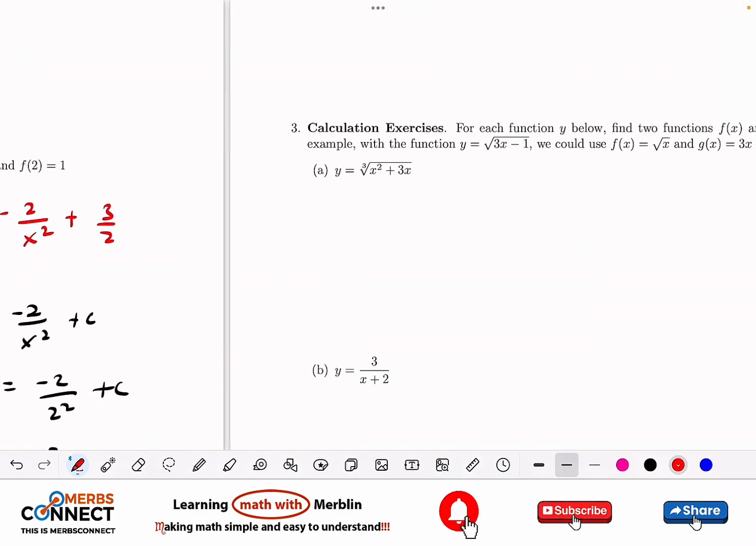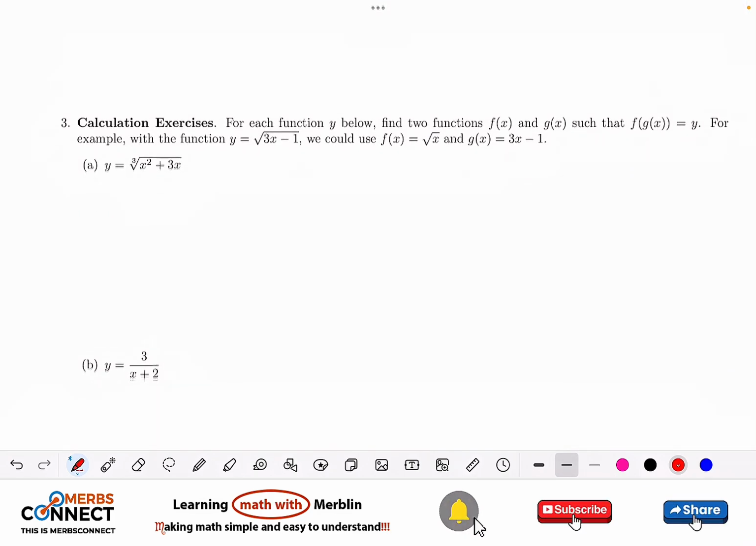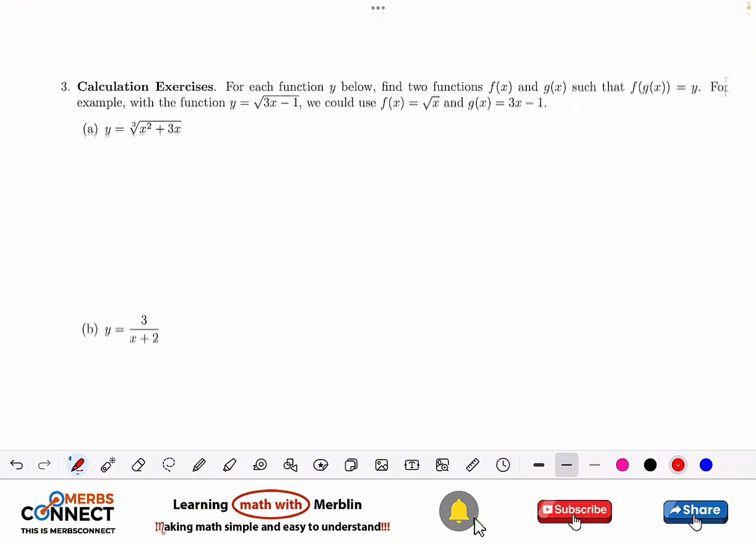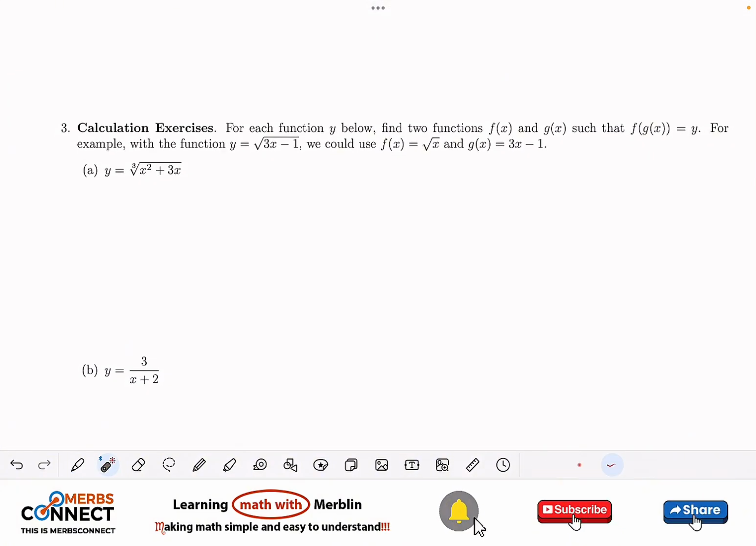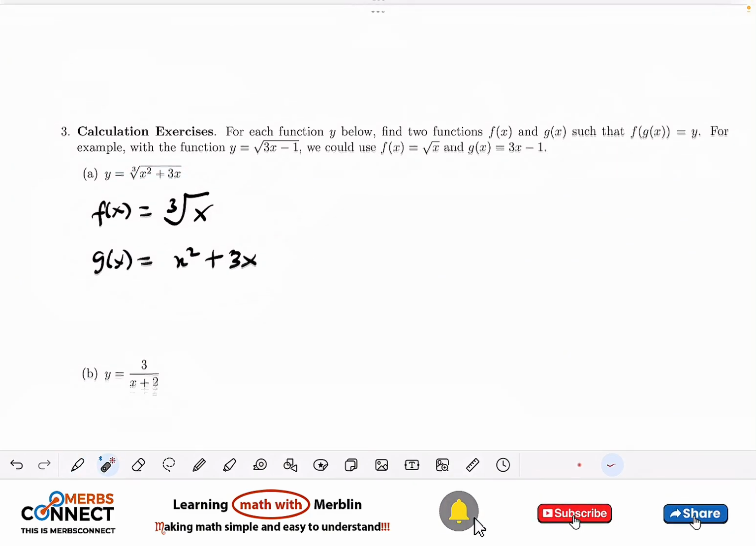Right. So yeah, for question 3, you can just play around with it. You can just find two functions, something like this. So yeah, you can just play around with this function here. So let me just help you with the first one. So first one, you can say that f of x is equal to the cubic root of x, and the g of x will be equal to x squared plus 3x. Yeah, so you can just play around with the rest of the functions here like that.